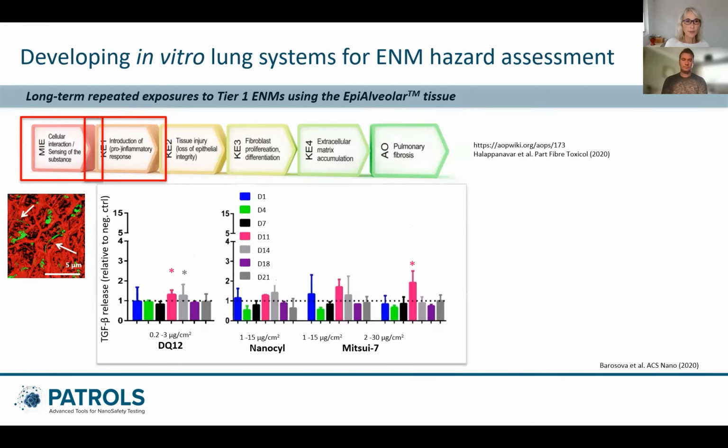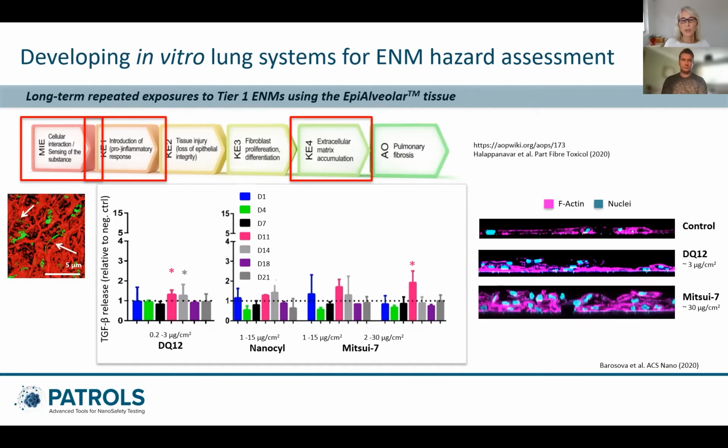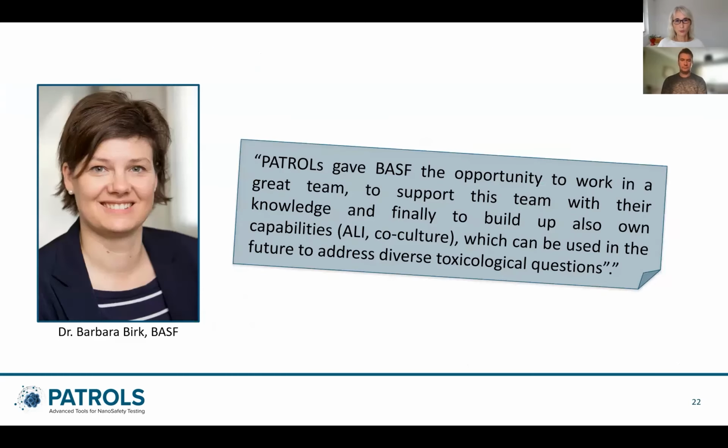Then we looked into pro-inflammatory, pro-fibrotic responses. Here just an example of how such a data set looks like. We investigated the cytokine release on different days during the exposures. And we also looked into the extracellular matrix accumulation, which is really one of the relevant endpoints for the development of fibrosis. We could show that the epithelial tissue thickness increased after repeated exposure to silica quartz and Mitsui 7. And with all these methods and systems established, we then started to move into the inter and intra-laboratory comparisons.